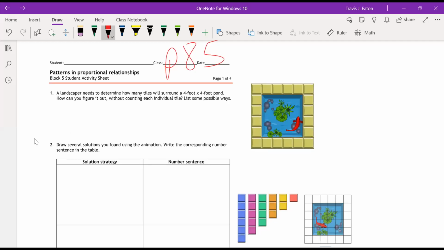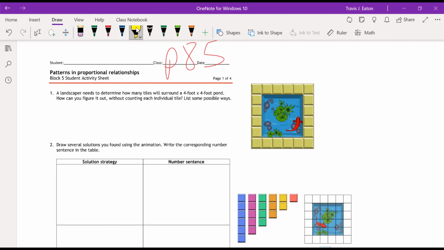All right, we are continuing to look at patterns in proportional relationships with block 5 of topic 3 in Amplify Mind. We've got this scenario that's dealing with a pond with block tiles around it. In question number 1, a landscaper needs to determine how many tiles will surround a 4-foot by 4-foot pond. So without counting each individual tile, one, two, three, four, five, six, what are some ways that we could figure out how many tiles it would take to cover that?